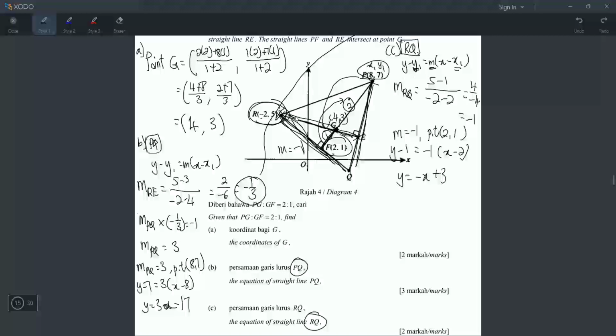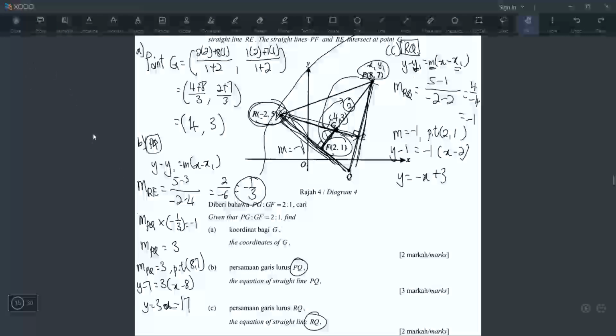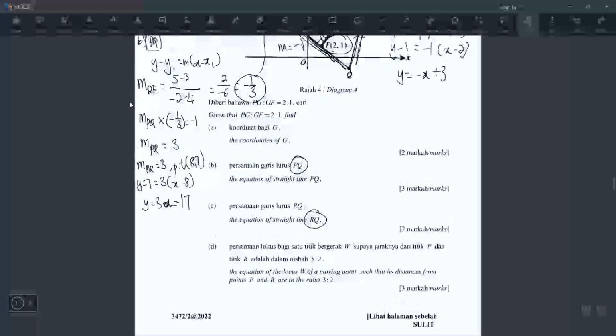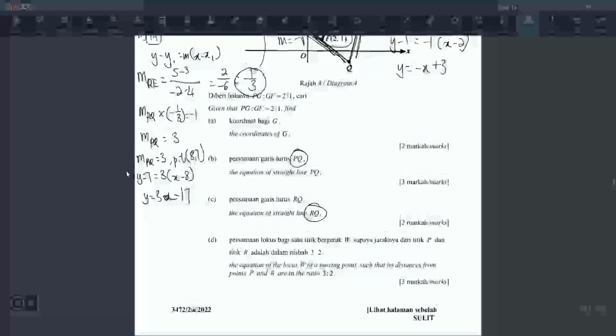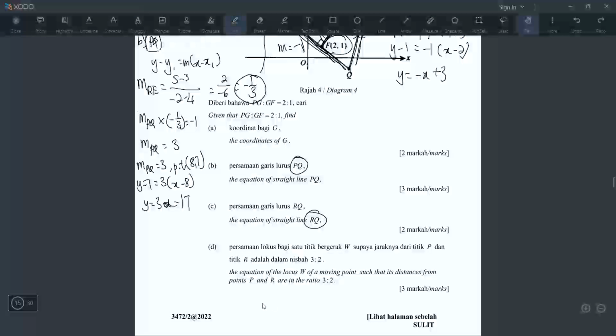Okay, what if you use this point? Negative 2, 5, can also. You'll get the same answer, right? So that's how you do it. Let's continue with question D. Okay, question D, I think I can do it here maybe. So we have some space here. So let's read the question first.